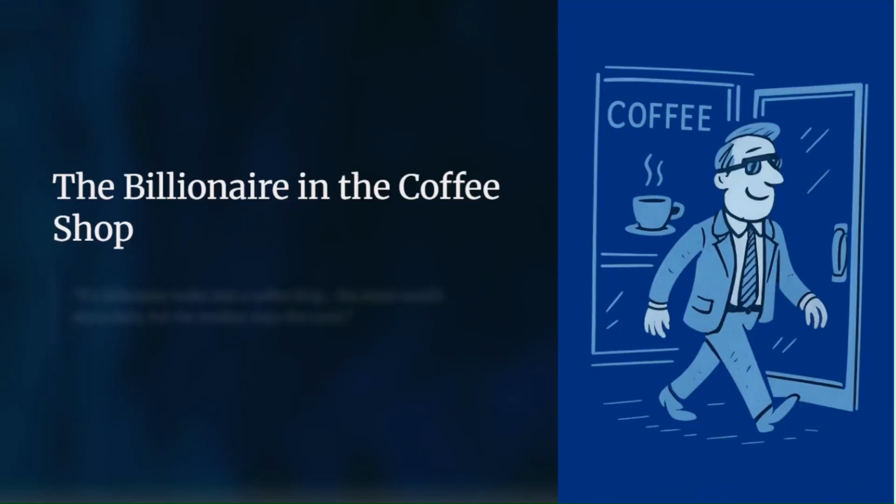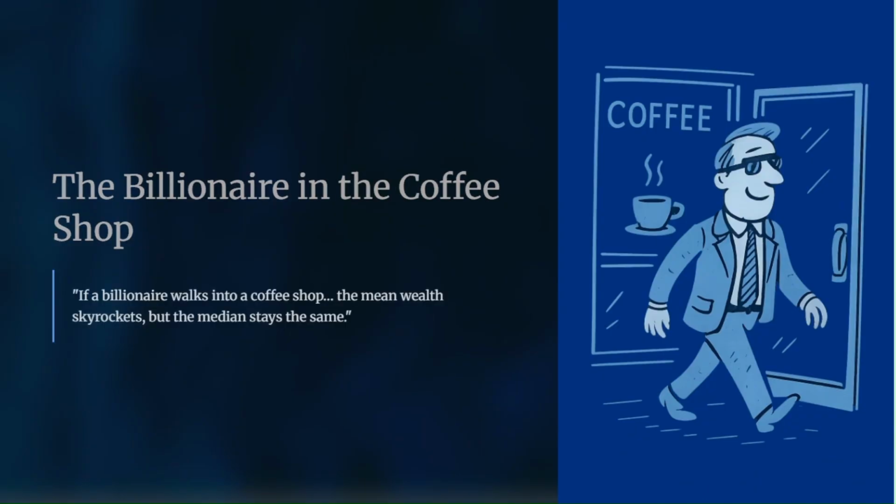So let's say that a billionaire walks into a coffee shop. The mean wealth automatically will skyrocket because his wealth is much greater than the rest of the people. But the median will stay the same because the mean considers all values, whereas the median only takes into consideration the middle, or the two middle values. This is exactly why statisticians don't rely just on one measure. A single extreme value can make the mean misleading, while the median gives a more honest picture of what's typical.